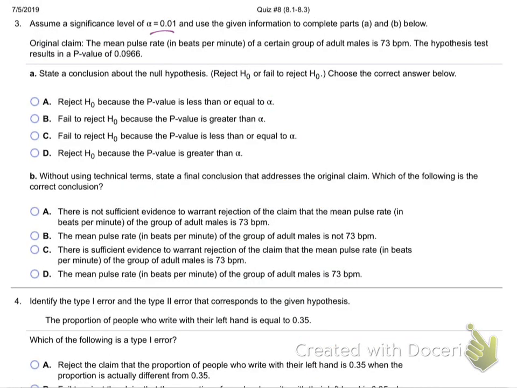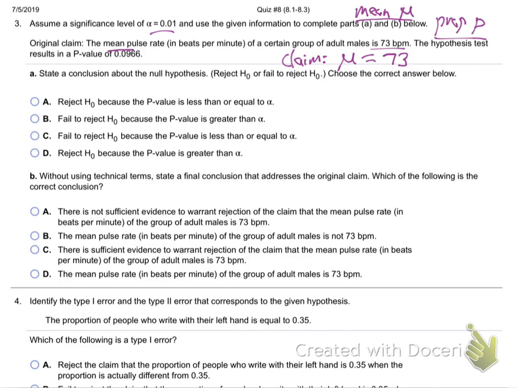There we go. Okay, number 3. 0.05, that's our significance level. Original claim, here's the claim. Let me write it up here. Claim the mean, so that's like mu. So it's not a proportion, it's a mean. So we have those two different options, right? So for mean we use mu. For a proportion we use p, don't we? So the claim is the mean of a certain group equals 73.